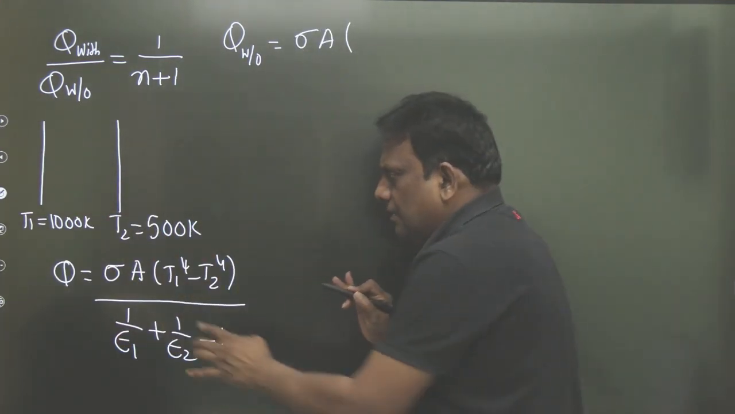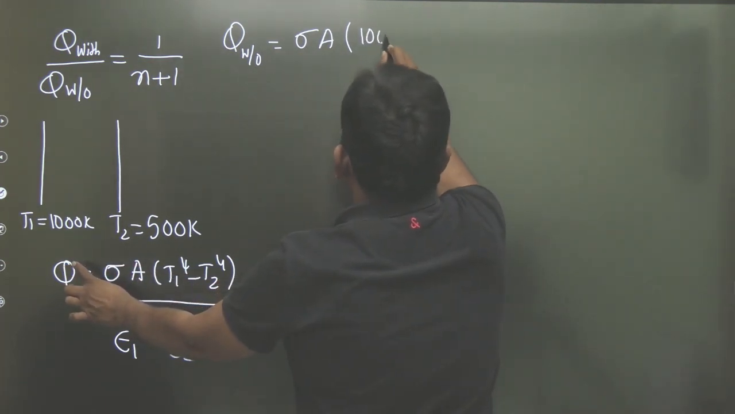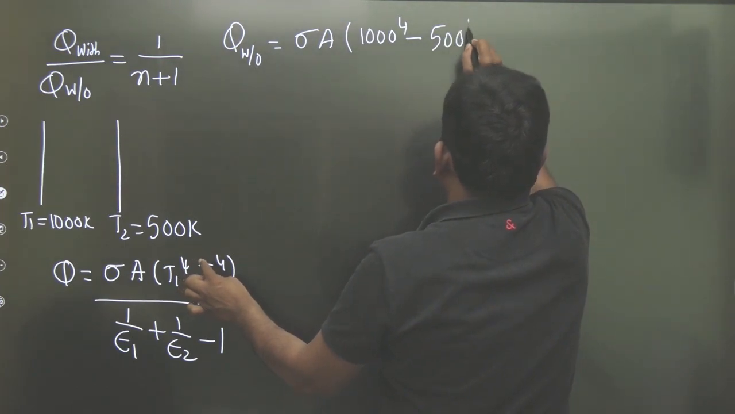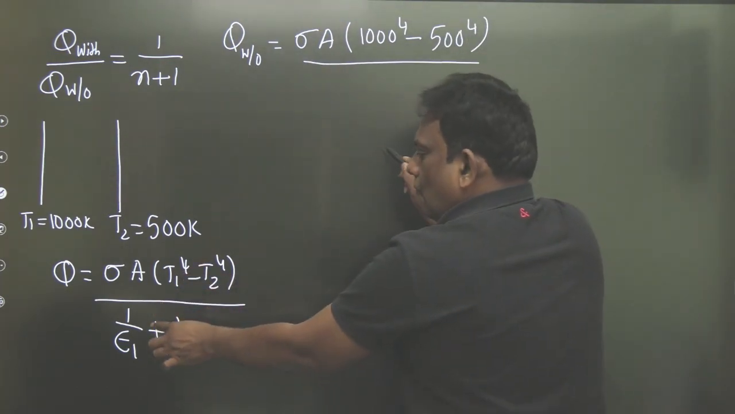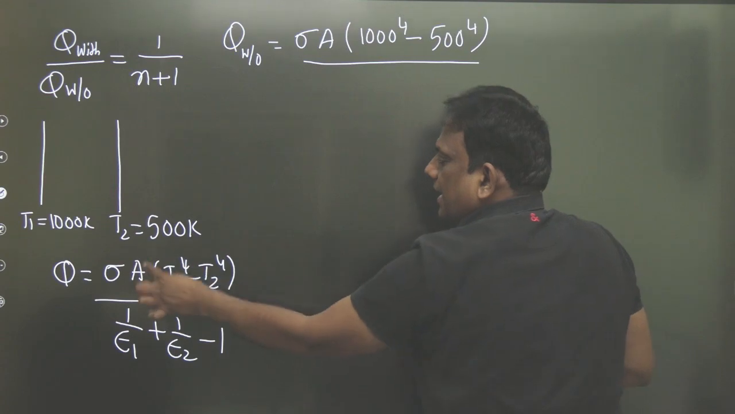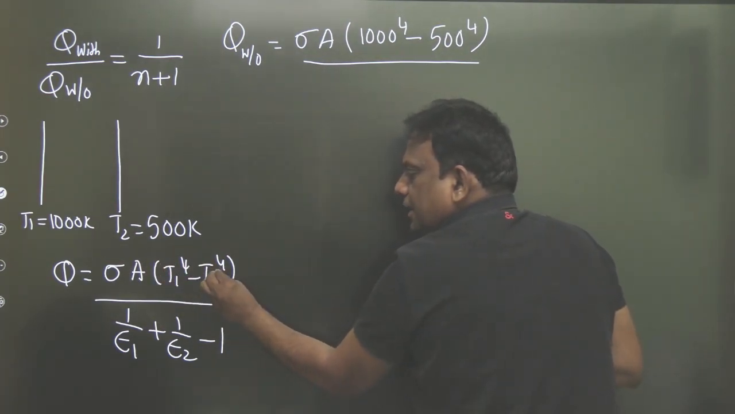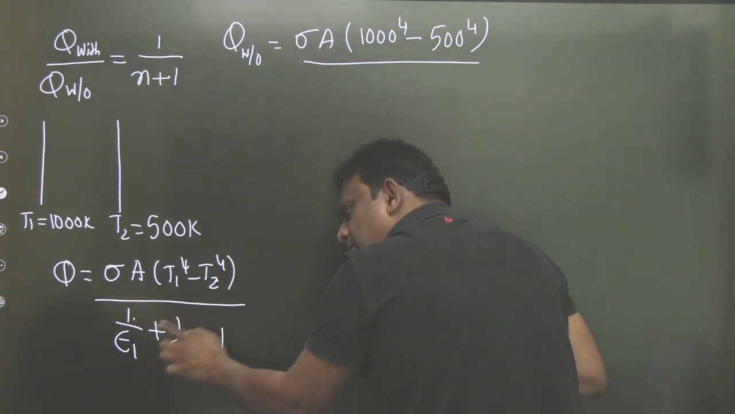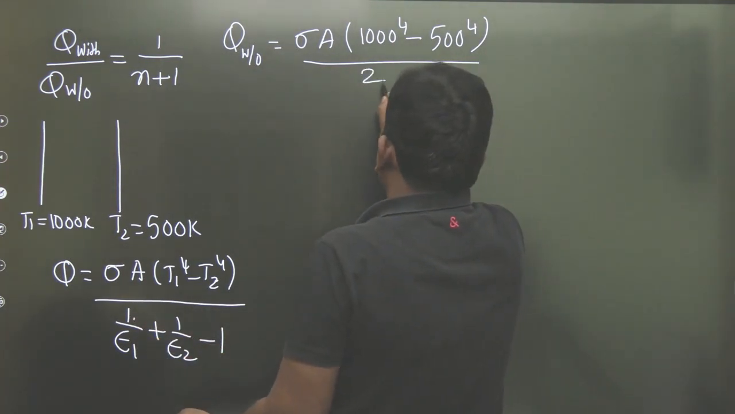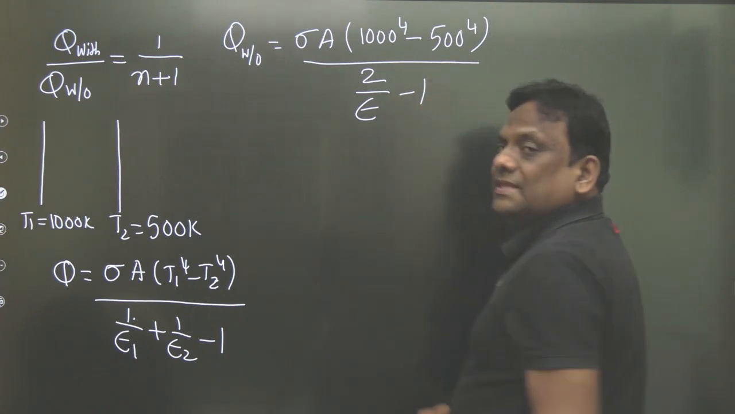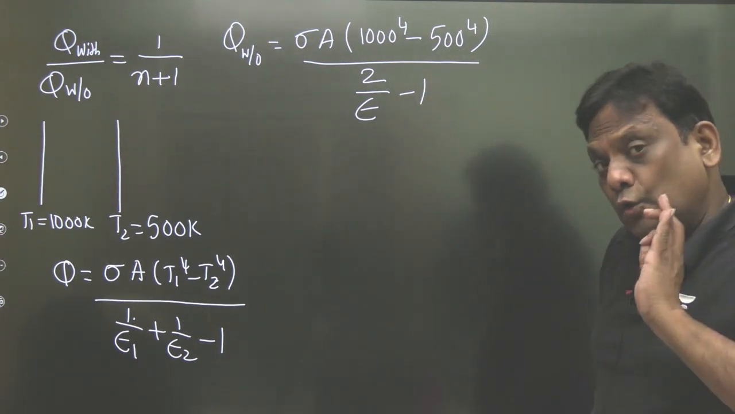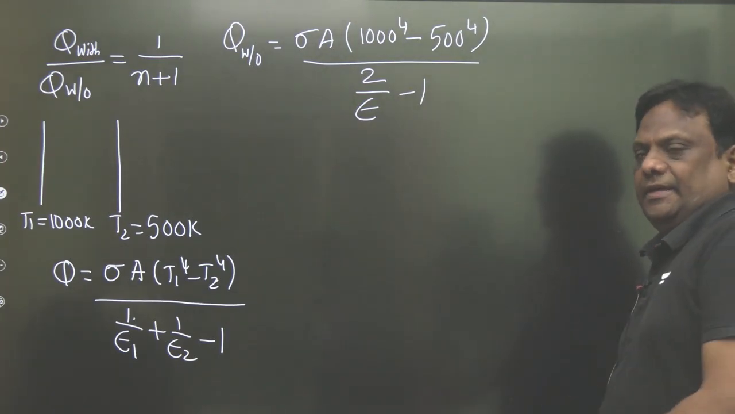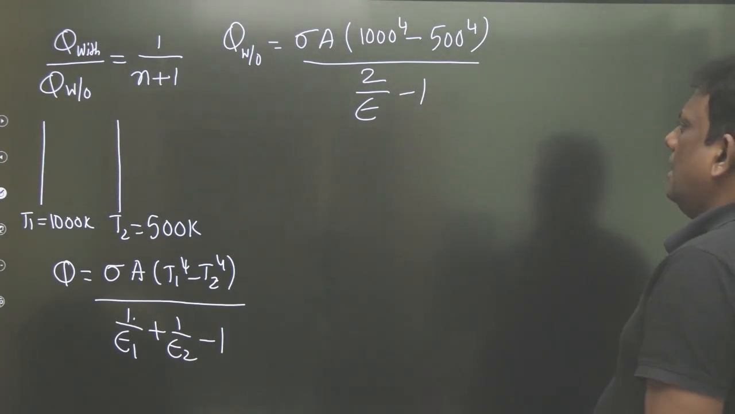Let's calculate first without shield. T1 is 1000 power 4 minus T2, 500 power 4, by, look, sigma A, where T1 is 1000 and T2 is 500. Can I write 1 by epsilon plus 1 by epsilon as 2 by epsilon? Yes. So it is 2 by epsilon minus 1. This is the equation of heat transfer without shield. Now observe here, carefully.